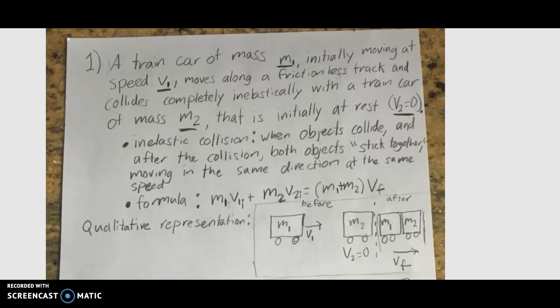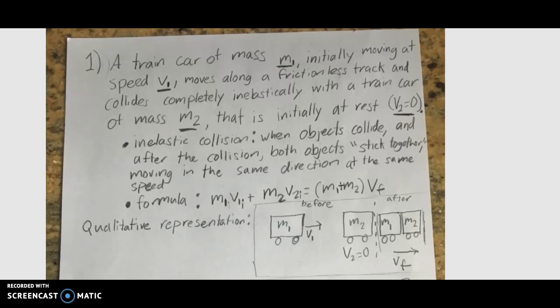What is an inelastic collision? An inelastic collision is when two objects collide, and after the collision, both objects stick together, meaning that they move in the same direction at the same speed. The formula for this looks like m1 v1 plus m2 v2, the first mass times its initial velocity plus the second mass times its initial velocity, and that equals the first mass plus the second mass times the final velocity. Different from an elastic collision where the two objects bump apart, these stay together and travel at the same speed.